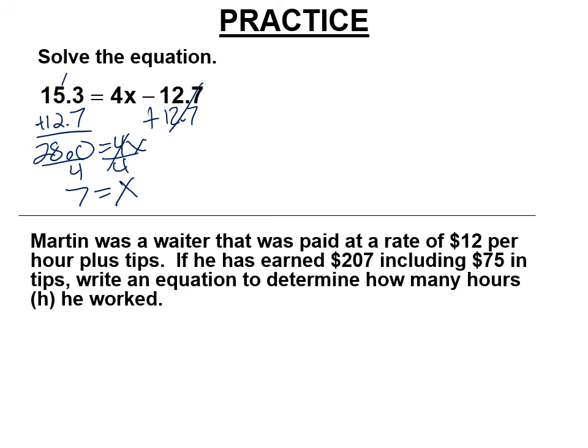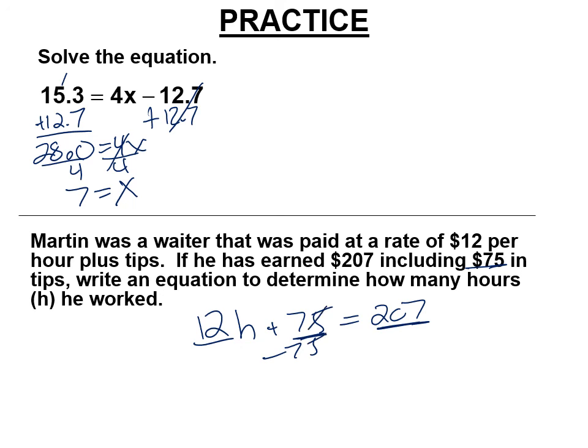All right, Martin was a waiter who was paid at a rate of $12 per hour. So we gave you the rate, right? The 12 goes right in front of the hours we work. He already earned $75 in tips and $207 total. Right? The total is over on the right. The constant, the thing that already happened, he already got these tips. They're already there. And the rate, in this case, is given to you. This is an easy one. $12 per hour has to go in front of the letter.